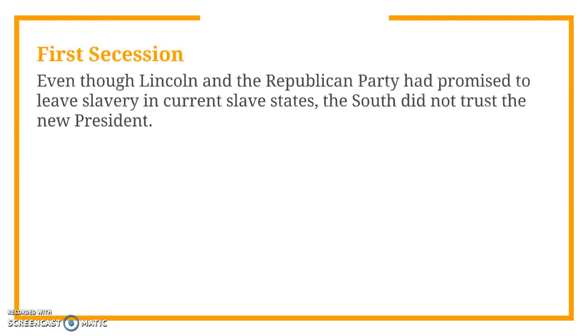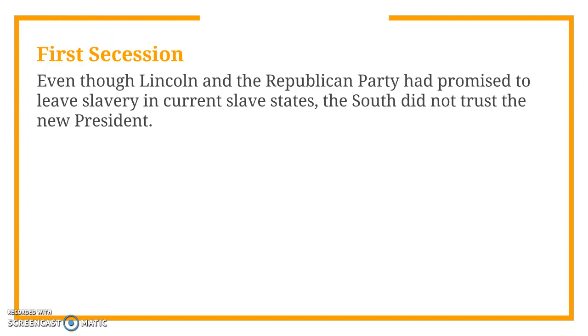Now, after he was elected, new President Lincoln and the Republican Party promised that they would leave slavery in current slave states. Remember that the original stance of the party and of Lincoln was that slavery would be allowed to continue in areas that it already existed. It just would not be allowed to spread.